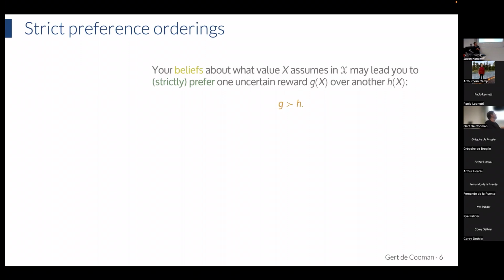So I'm going to make no distinction between g of x and g. The g, a gamble, is just an uncertain reward. It's a function of this variable x.